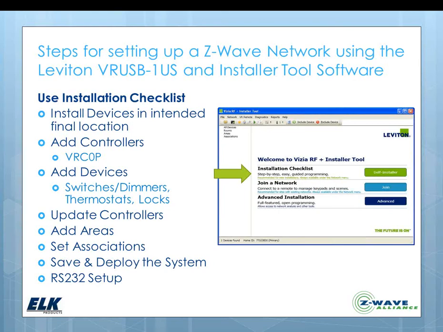After you've gone through those steps, there's a final step, which is an RS-232 setup step, and that allows the VRC0P device to have all of the information that the ELK needs to be able to communicate with it. But again, it's going to step you through that. If you need some help with this kind of thing, Leviton has a lot of great resources available on their website, and they have a forum community where you can get information as well. Between the documentation resources and that forum community of other Z-Wave installers, you should be able to get the information that you need for setting up the Leviton part.